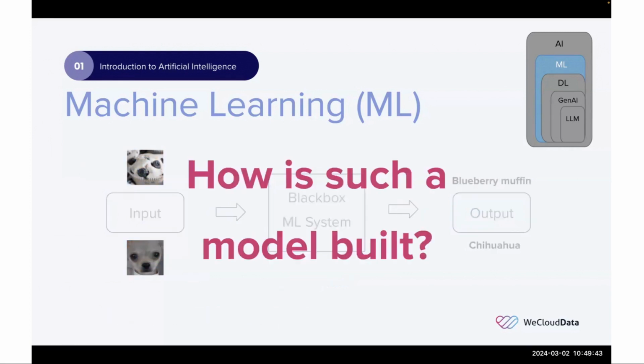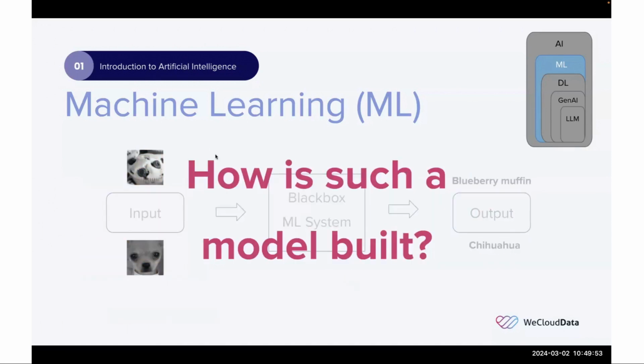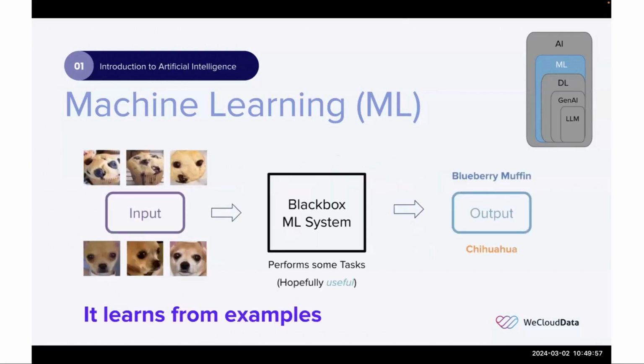If you only have one picture of a blueberry muffin and a Chihuahua, it's not enough for the machine learning system to tell. The next time, it may just predict something totally random, right? Because it only has seen one example. But the more examples we feed into this black box ML system, the more it actually starts to learn.